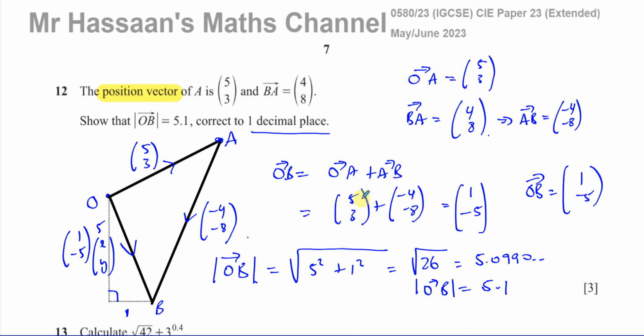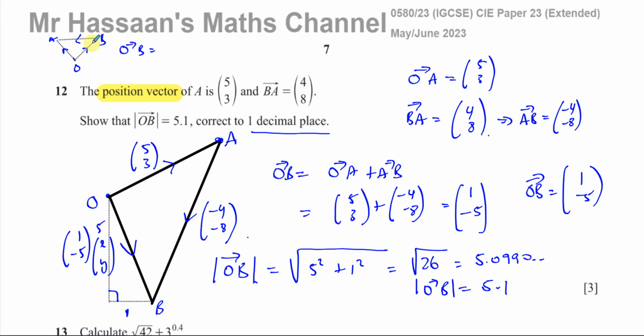So this is all about vectors. Making a diagram really helps. It doesn't matter if it is accurate or not. We could have just done this: put O here, put A there, put B there. I know the position vector of A, so I know the vector O to A, and I know the vector from B to A. I want to find the vector from O to B, this vector here.